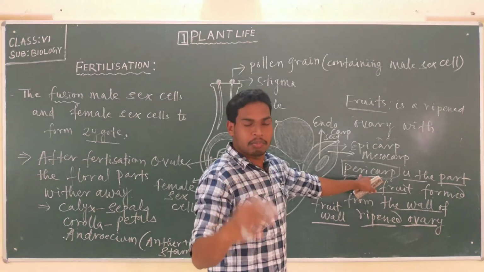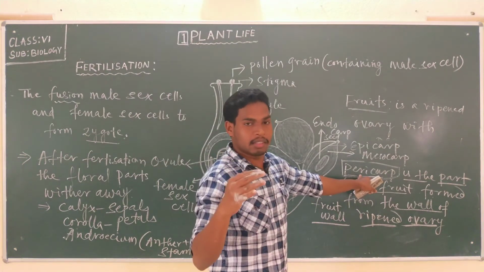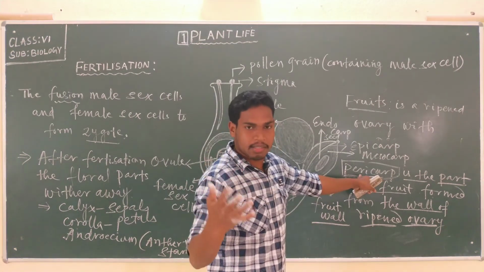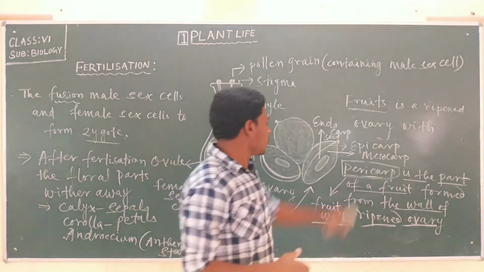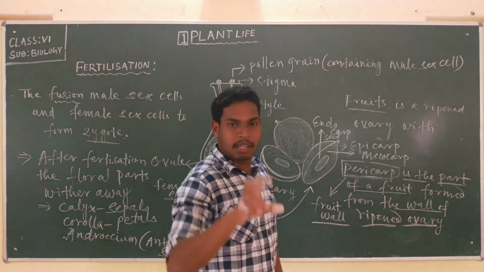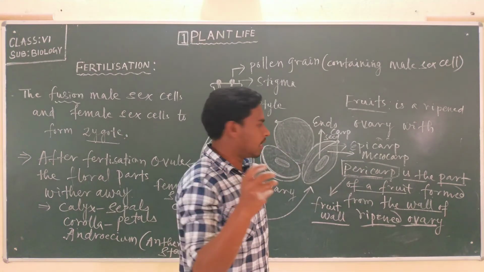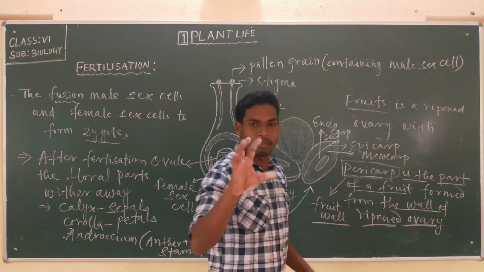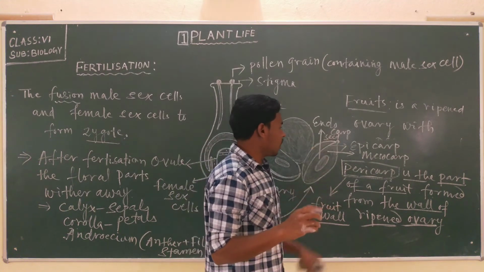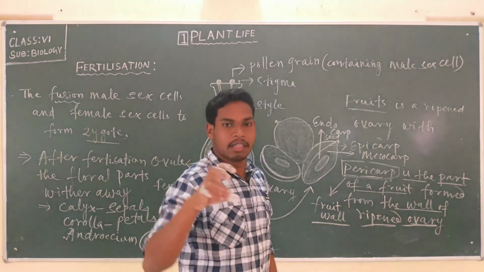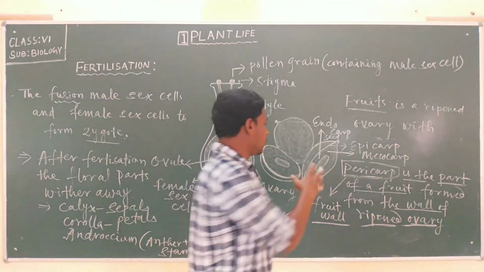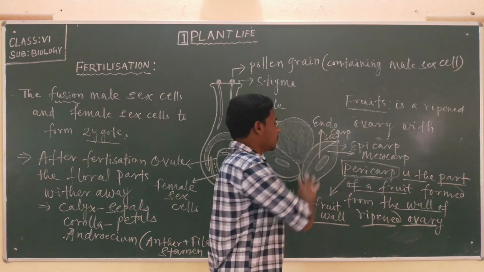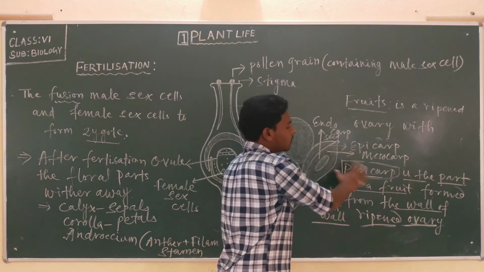So pericarp is of 3 layers. First one is epicarp, which is the outermost layer. Mesocarp is the middle layer, and it is very fleshy, it is the fleshy part of the fruit. And the endocarp is the innermost layer, which contains the seed. So these are the layers of pericarp.